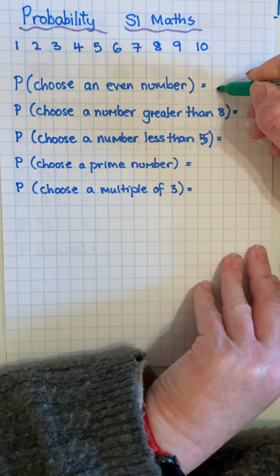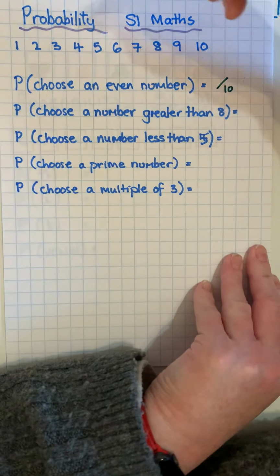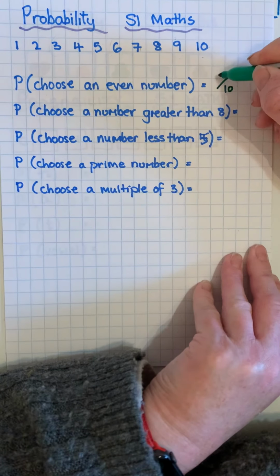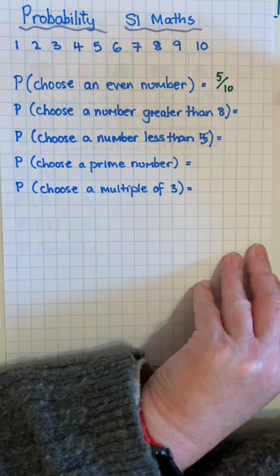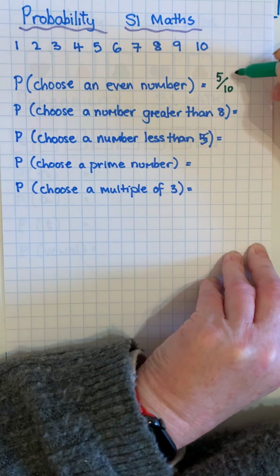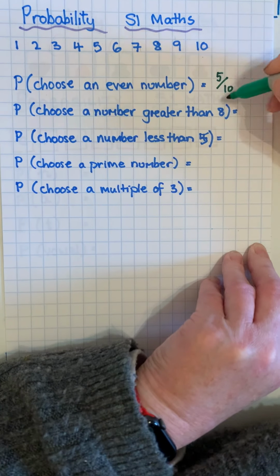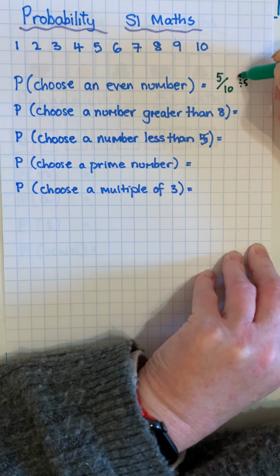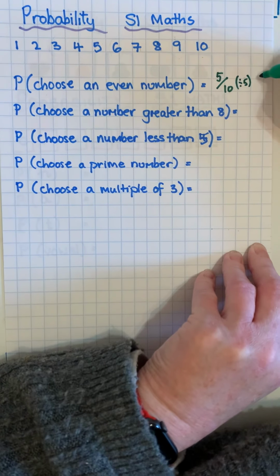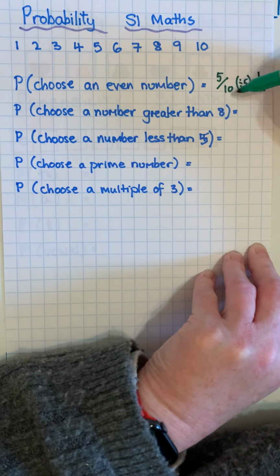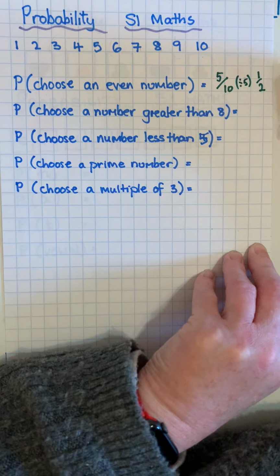So I've got 10 numbers, and the even numbers, I've got 1, 2, 3, 4, 5 even numbers. So the probability I will choose an even number is 5 out of 10. We want to simplify this fraction. At the minute it's 5 over 10. 5 and 10 have a common factor of 5. So I can divide both of them by 5 and I will get a half. So 5/10 in its simplest form is a half.